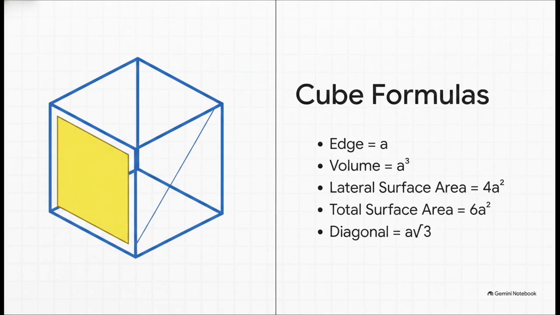Just remember that a cube has exactly 6 identical square faces, and the area of just one face is A squared, so it makes total sense. Finally, the diagonal simplifies beautifully to A times the square root of 3.